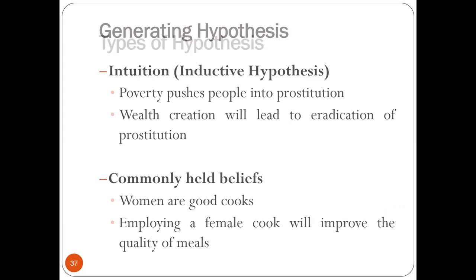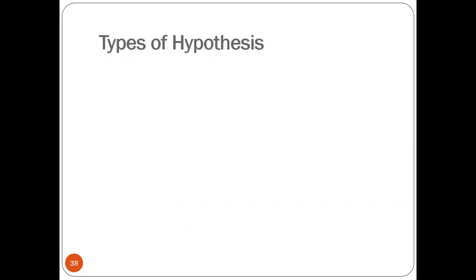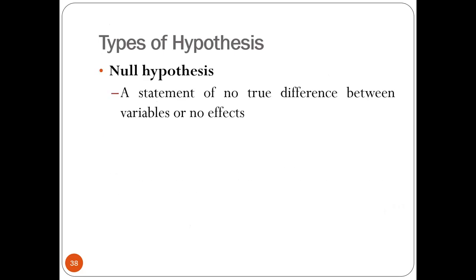Okay, so, types of hypotheses. As I've mentioned, we have the null hypothesis. That normally is given. I would say it is the given hypothesis. Why is it the given hypothesis? Because it is always the known. It does not show any difference. It is the same thing as what is already known.